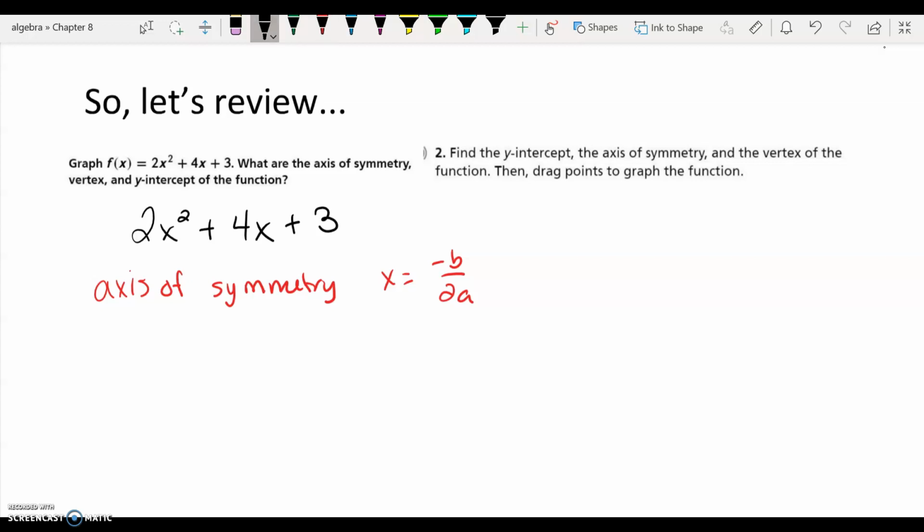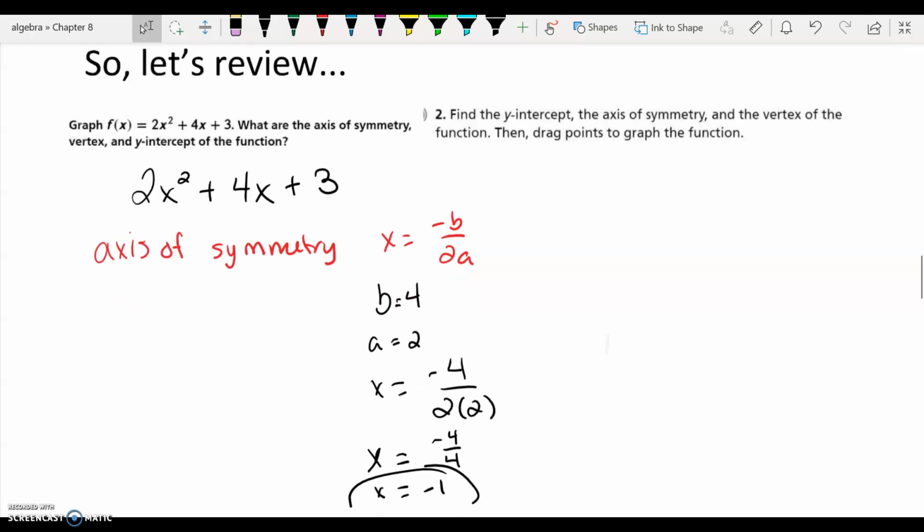Alright, so in this equation, my b is 4. My a is 2. So I'm going to say x equals negative 4 over 2 times 2, which you end up getting negative 4 over 4, which is negative 1. So that's your axis of symmetry.